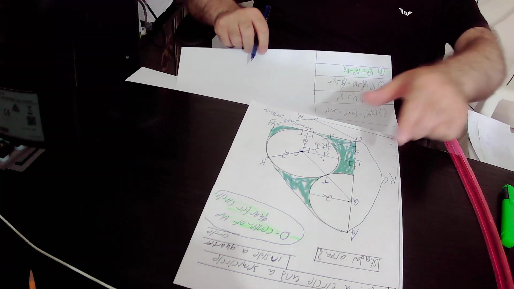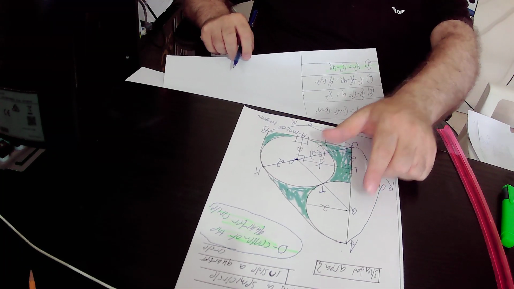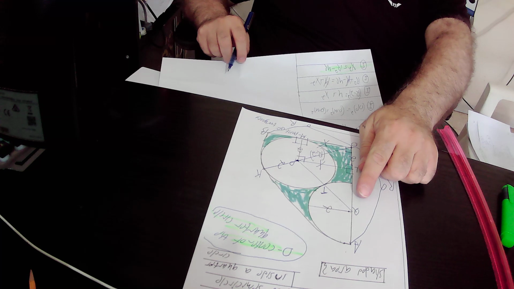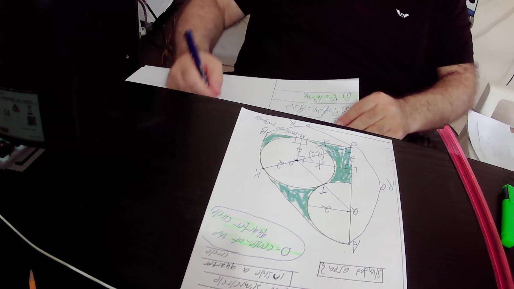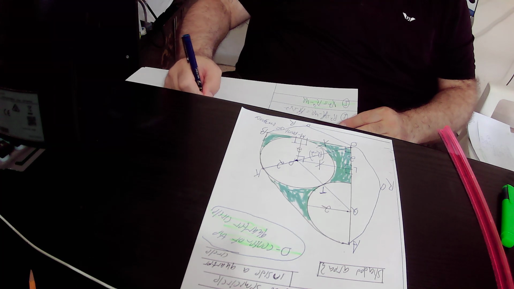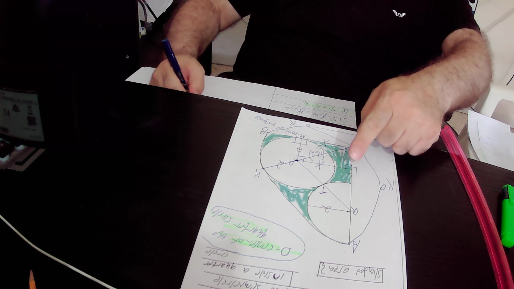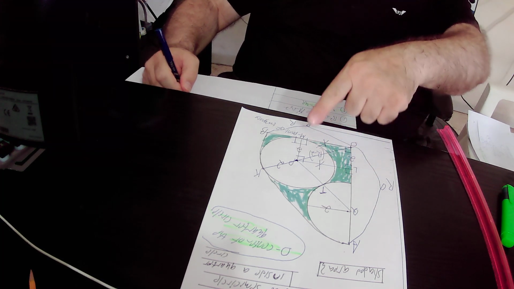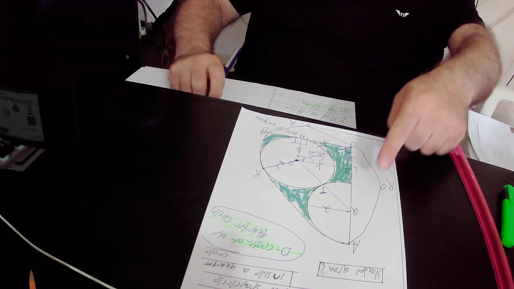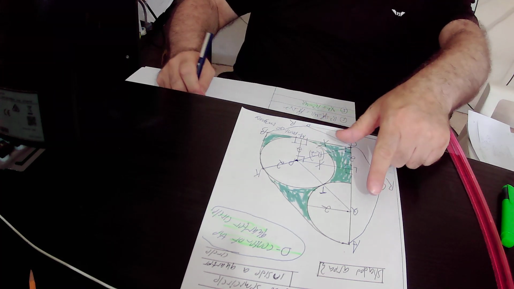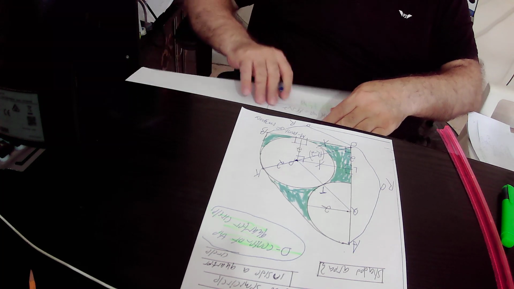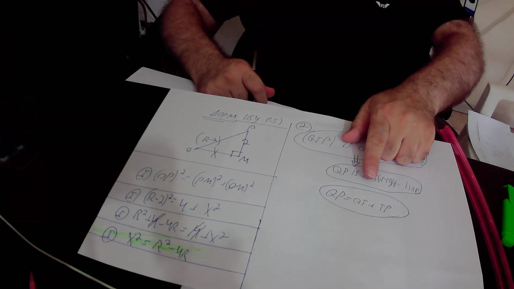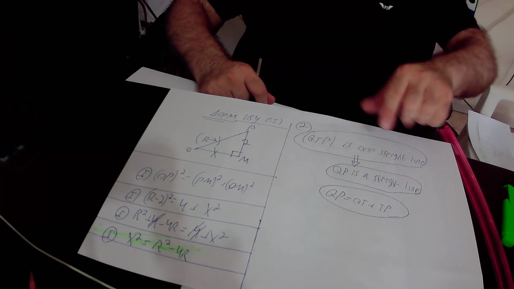And what is the length of the straight line QP? From the drawing, it is very easy to see that the length of the straight line QP is equal to QT plus TP. Again, QT plus TP equals the length of the straight line QP. I'll repeat again: QP equals QT plus TP.